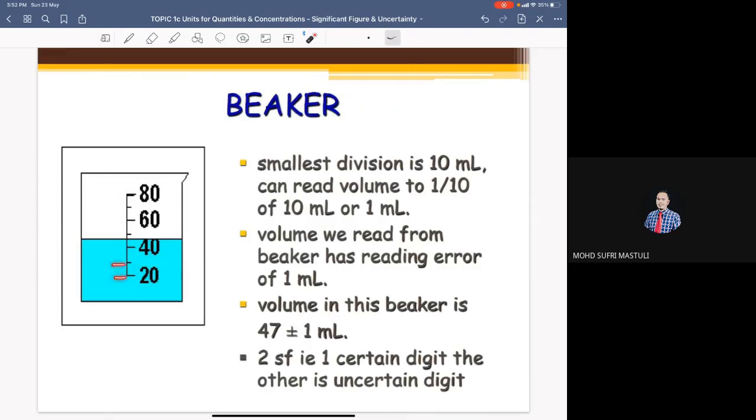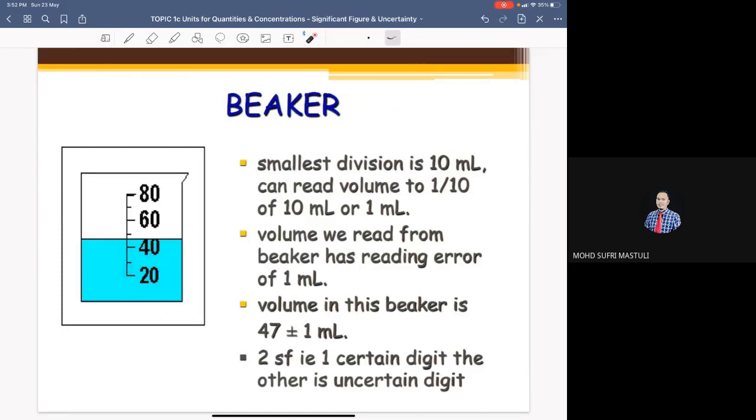20, 30, 40, 50, 60, 70, 80. So the smallest division is 10 ml. So we can read volume to 1/10 of 10 ml, or 1 ml. So we can subdivide it. Okay.